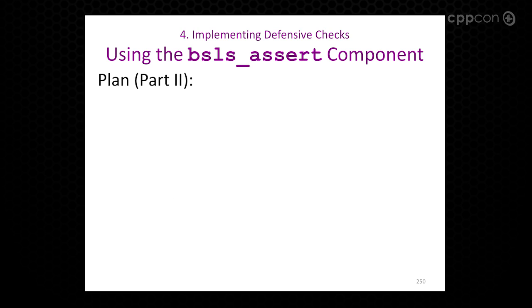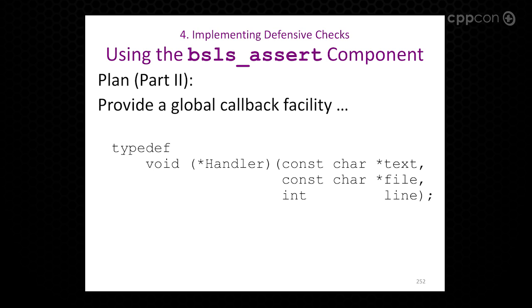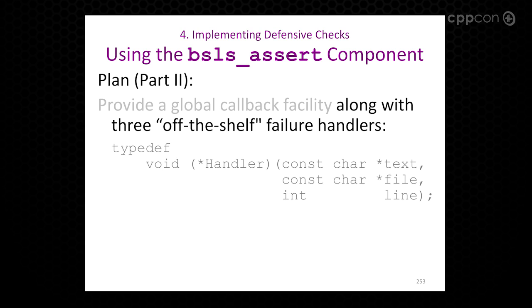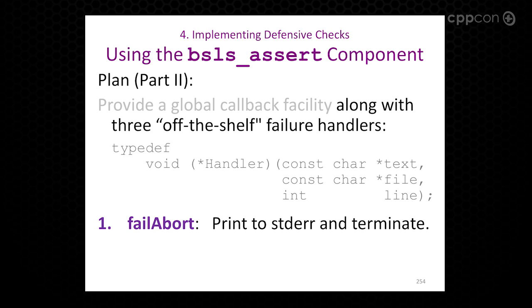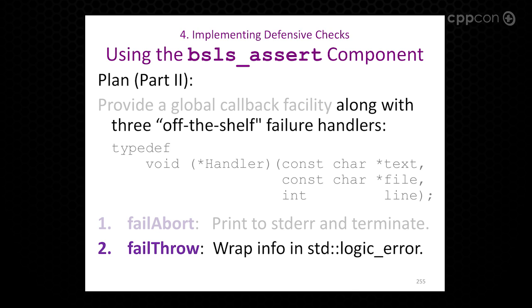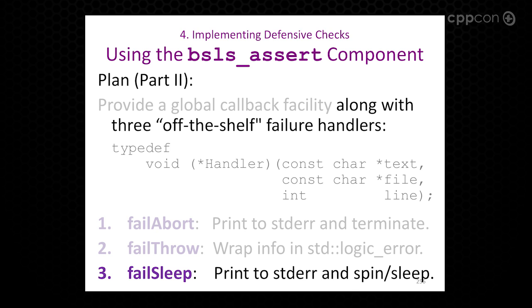Plan part 2 is we're going to provide a global callback facility. So absolutely anybody can specify what they want to have happen. Now, this is the structure of that particular callback. And we're going to have 3 off-the-shelf failure handlers. One of them is fail abort, which prints and terminates. One is fail throw, which throws a standard logic error or something else, depending. It might be something derived from standard logic error. And the third one is fail sleep, as I discussed before. And that might be the right answer in some cases. But this is something that the application owner gets to decide at runtime before they go into all the other things that they do. So that's the high-level specification.